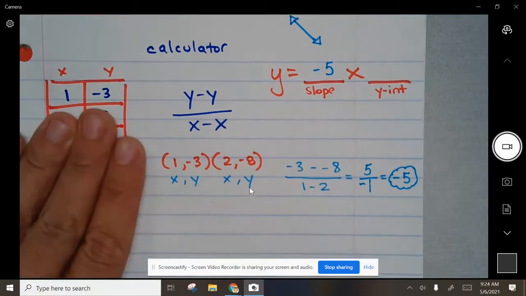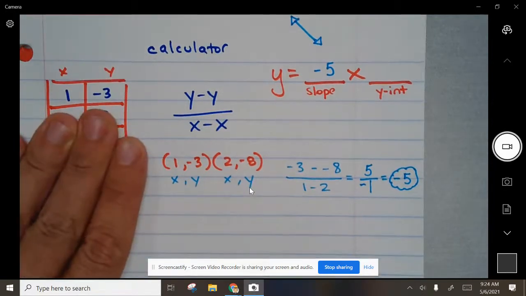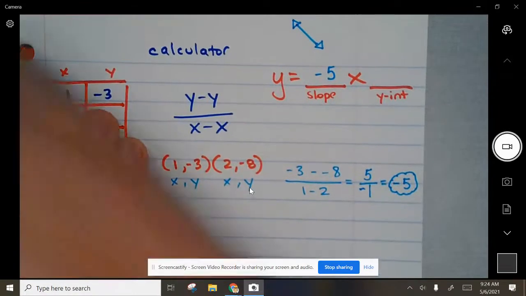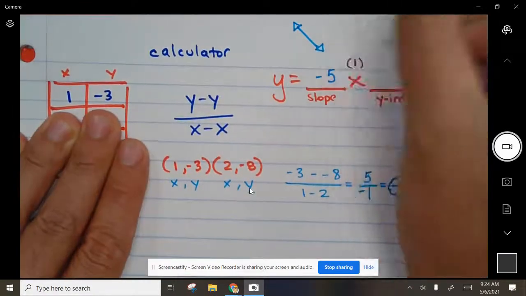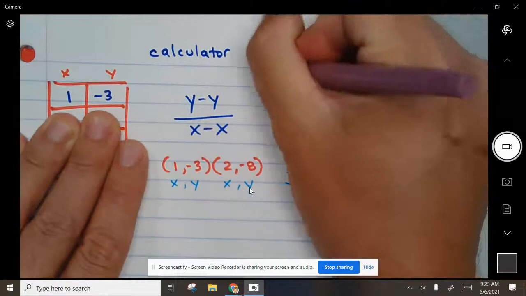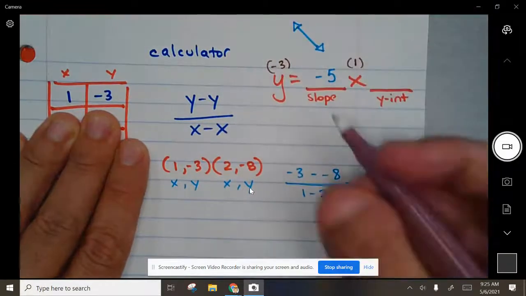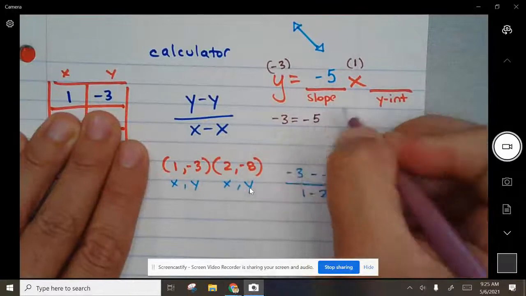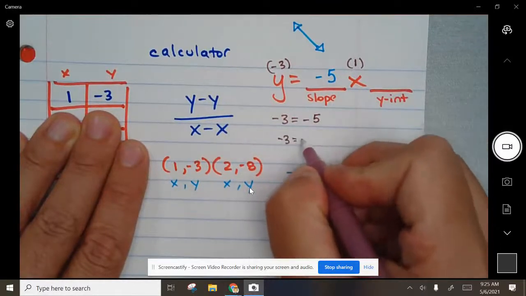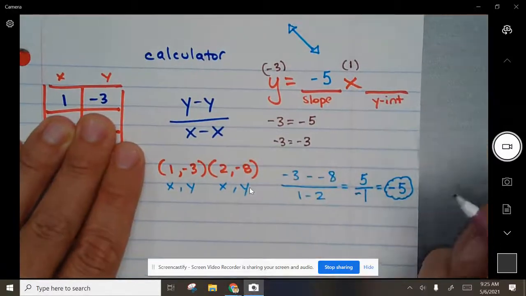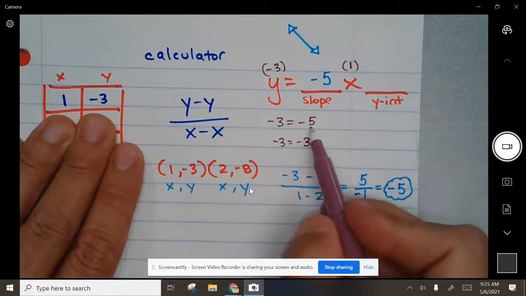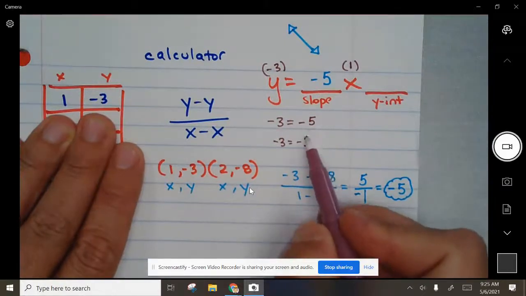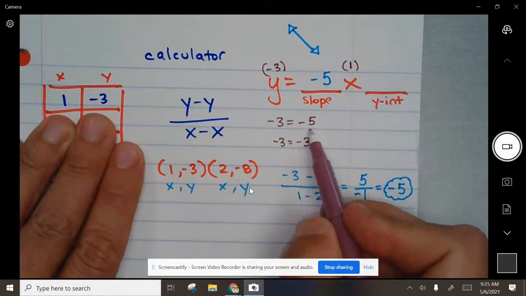Now, this is where it could get a little tricky. Let's plug in the first coordinate. The first coordinate is 1 for x, negative 3 for y. All right? Negative 3 equals negative 5 times 1, which is negative 5. How do I get it to eventually be negative 3 equals negative 3? How do I get negative 5 to go up to negative 3?